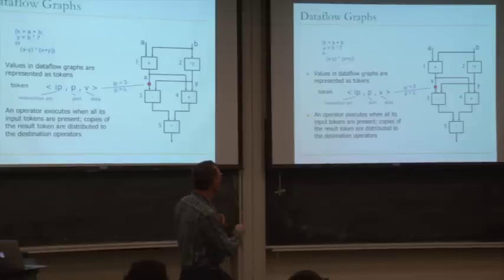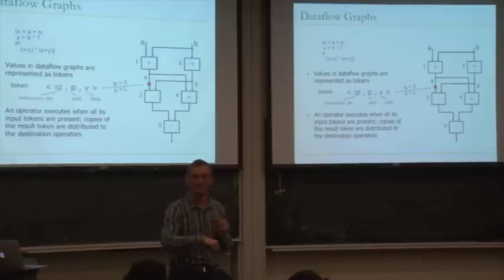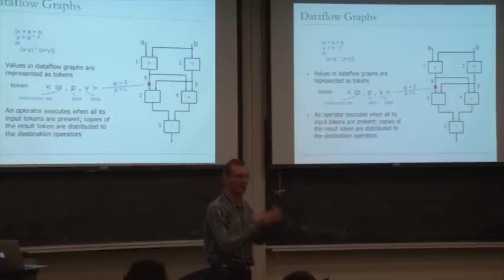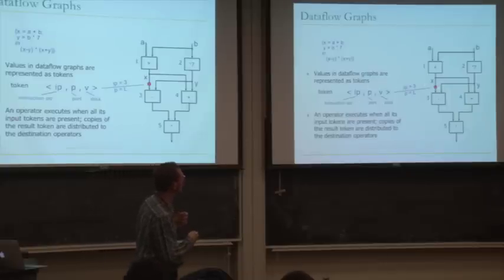And somehow there is some logic that stores this token and figures out whether or not to actually fetch and execute that instruction, because you do not know whether the right token is ready yet, which means that you may need to wait for the right token. Or if the right token is ready, somehow you need to figure that out and fetch the instruction. Make sense? So that will be the token matching logic that we will see. Basically, an operator executes when all of its input tokens are present, and the copies of the result token are distributed to the destination operators, which are specified by the instruction.